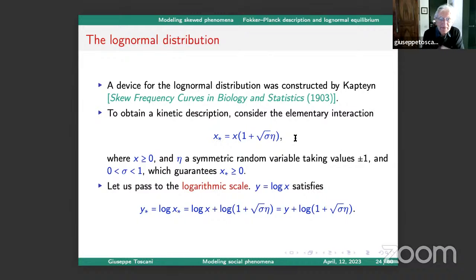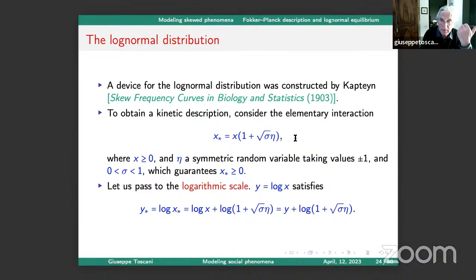And you can obtain some sort of Galton board simply by passing to the logarithm. If you define epsilon equal to the logarithm of x, then epsilon star, using the property of the logarithm, satisfies epsilon star equal epsilon plus the logarithm of a certain random variable. The difference is that in the Galton experiment, one had a symmetric random variable. Here you have a random variable which is no longer symmetric. And then you perform the same computation.